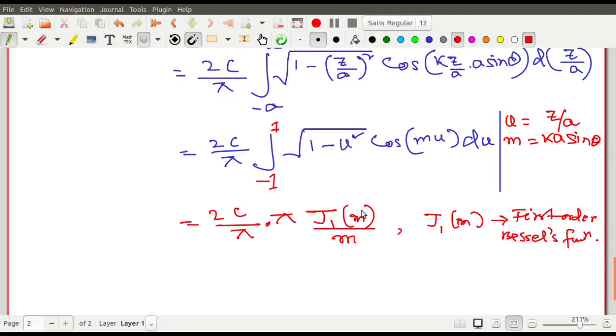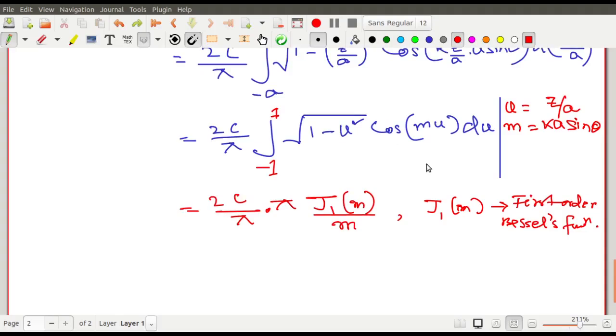So there are J2, J3, J4, many such different properties of Bessel's function, and this integral you will evaluate yourself within the next 2 to 3 months. You are definitely going to evaluate this integral yourself. You will have to do it yourself then, and you will do it. I will show you, and you will learn it definitely.